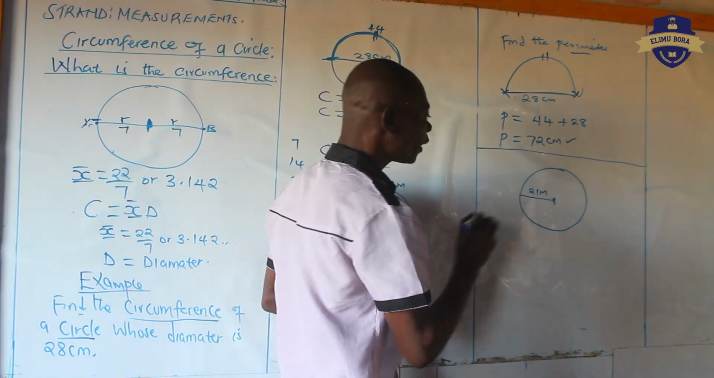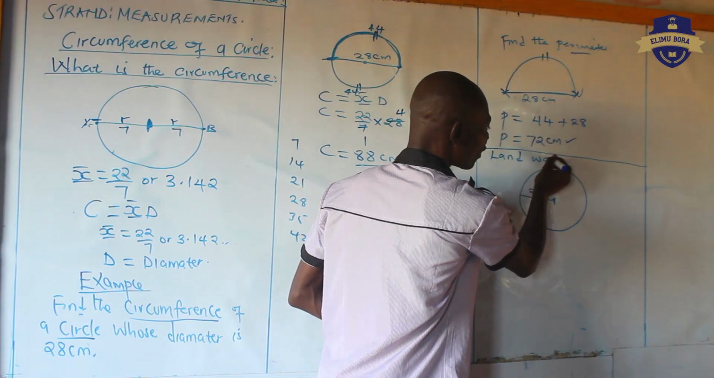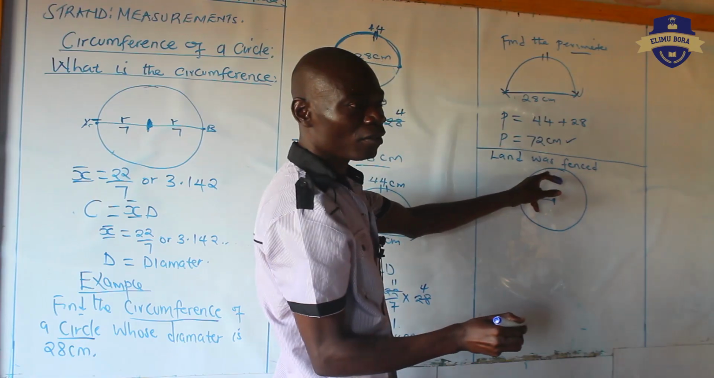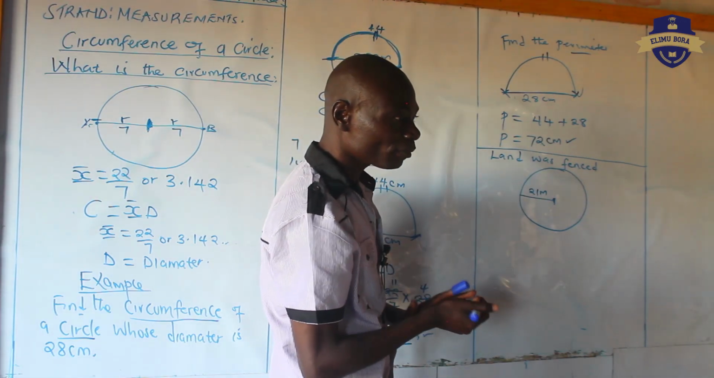Then they say the land shown below was fenced. Everybody understands what it is to fence, isn't it? Fencing land means what?